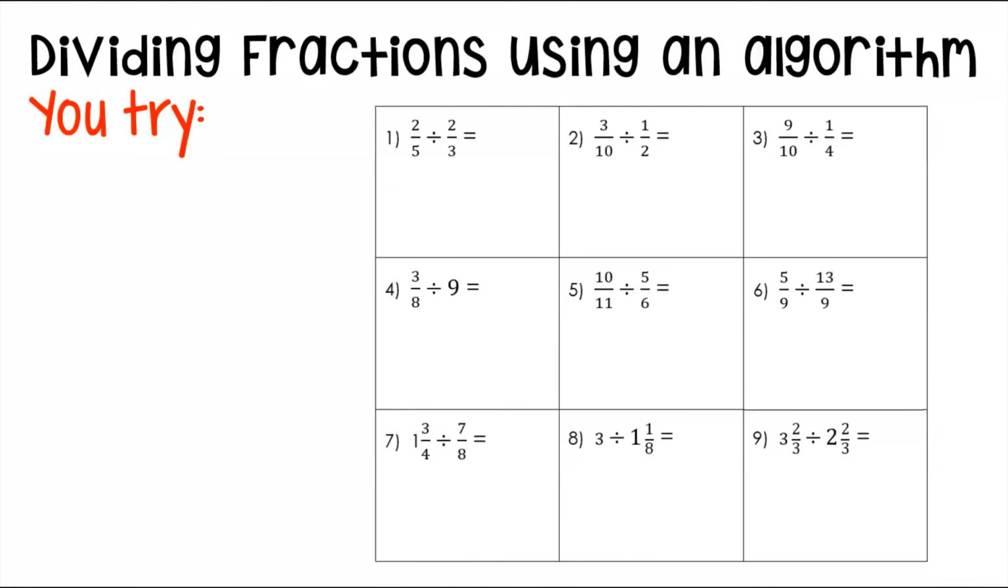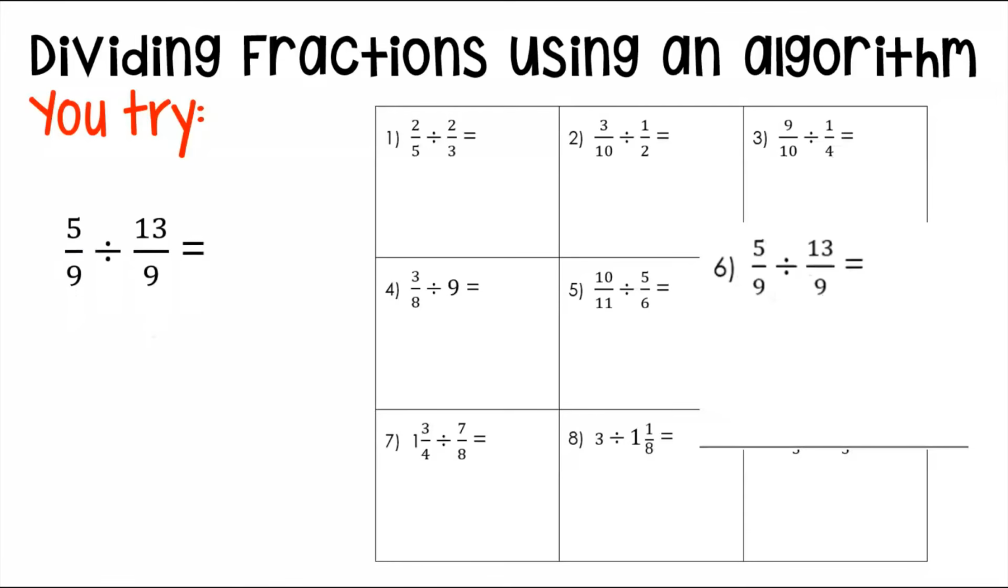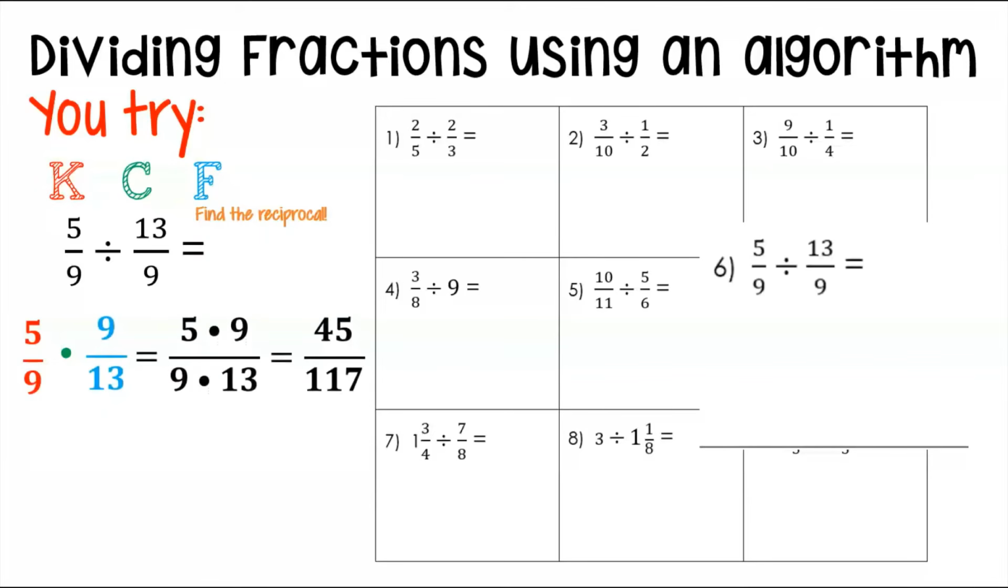All right, now you try question number 6. 5/9 divided by 13/9. Remember, we're going to keep the first fraction. That's 5/9. We're going to change from division into multiplication, and we're going to flip or find the reciprocal of the second fraction, which in this case will be 9/13. Then we simply multiply across. 5 times 9 is 45, and 9 times 13 is 117.